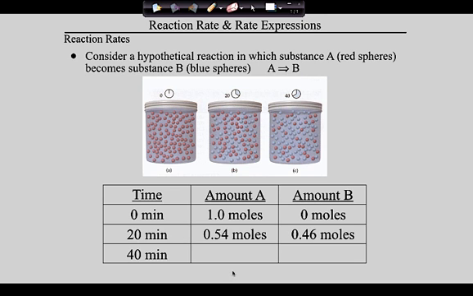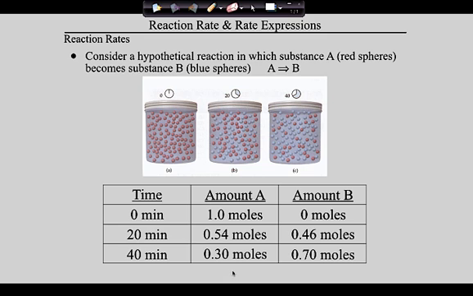But the idea is this: after another 20 minutes, we do not lose another 0.46 moles. The number is actually, we go down to about 0.30 moles. So how much B will there be? 0.7 moles. So you need to understand what you're seeing, and then we've got to explain it.